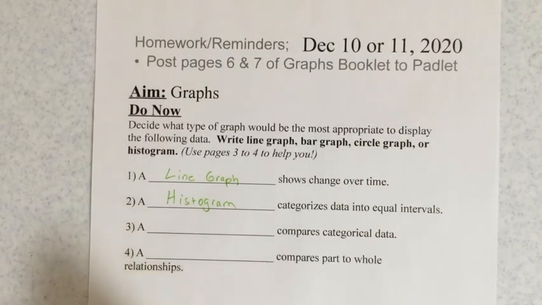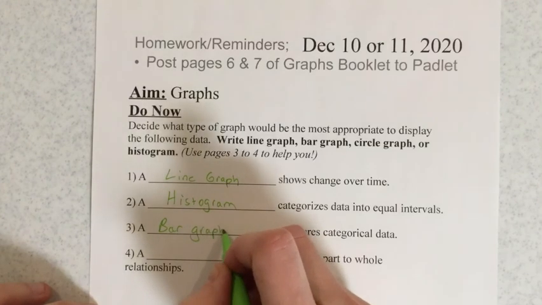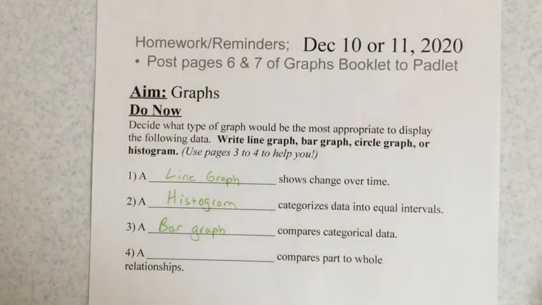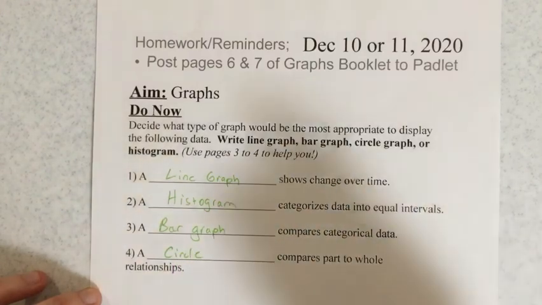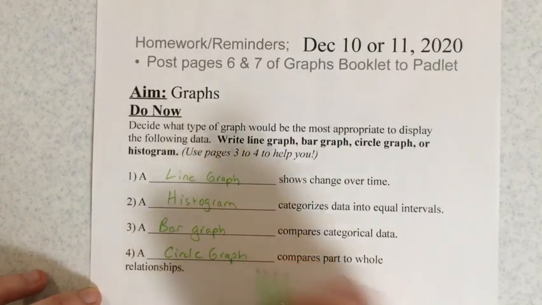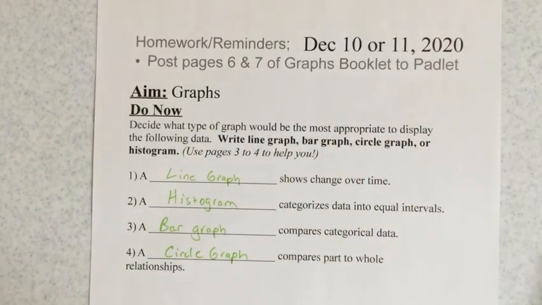A bar graph compares categorical data. So if we wanted to show data of favorite color, we could use a bar graph to do that. We could even do a double bar graph if we wanted to split that data between boys and girls. A circle graph best compares part to whole relationships. And it works really well when we have data that we want to display as a percentage of a whole. That works really nicely for us.